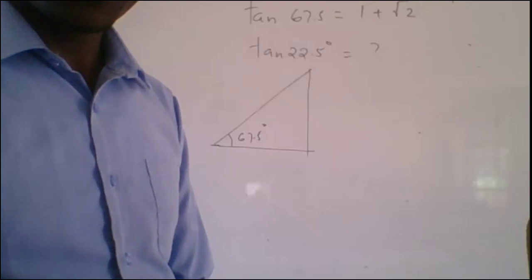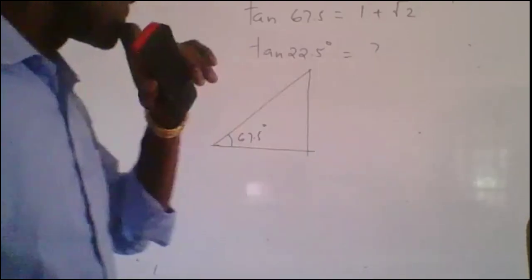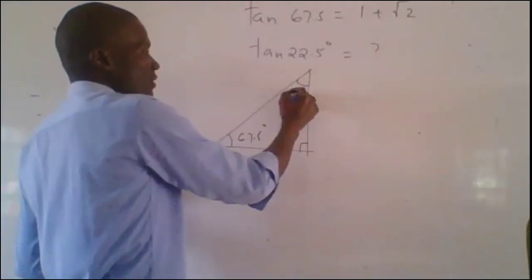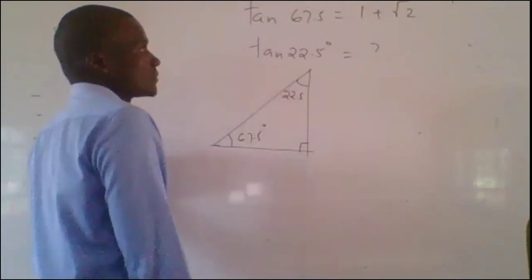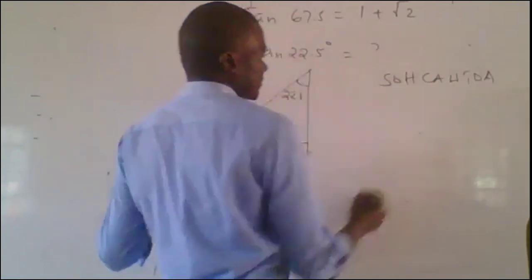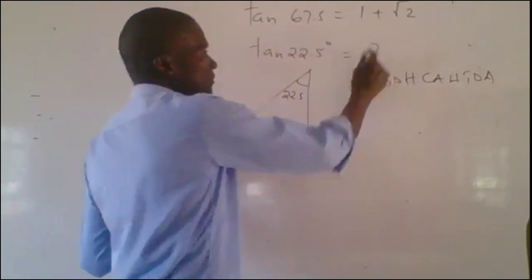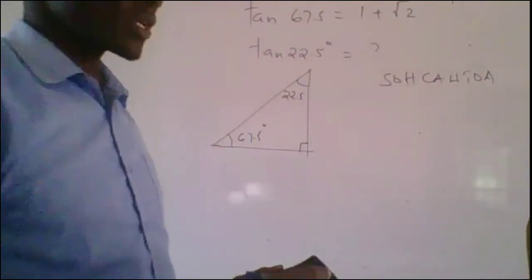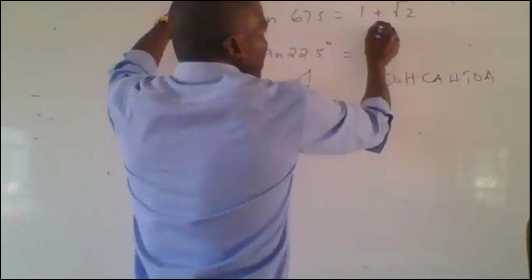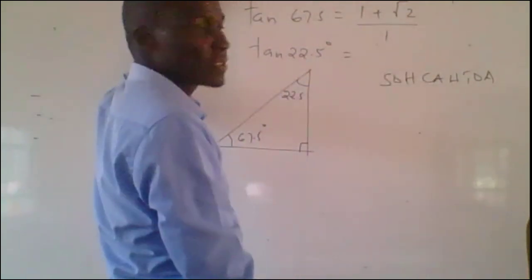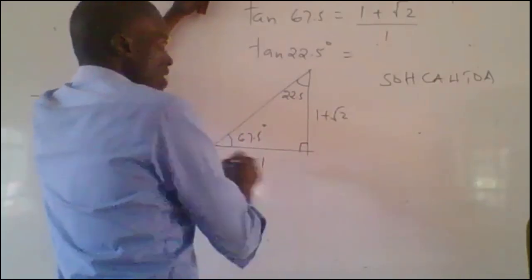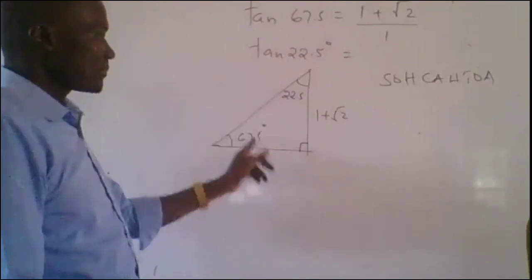Are you seeing the board? Yes. Are you seeing the triangle I've drawn? Yes. So let us take this angle to be 67.5. It means this one will be 22.5, right? Tan is equal to opposite over adjacent. So the opposite here is 1 plus root 2, and the adjacent is 1. Pythagoras theorem can help us get the hypotenuse.